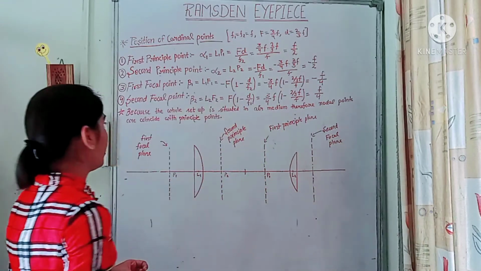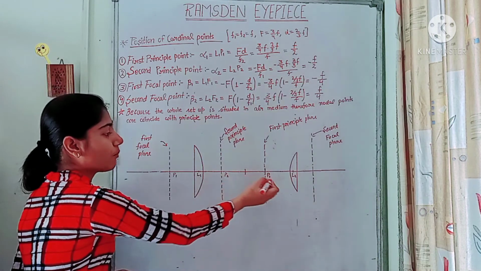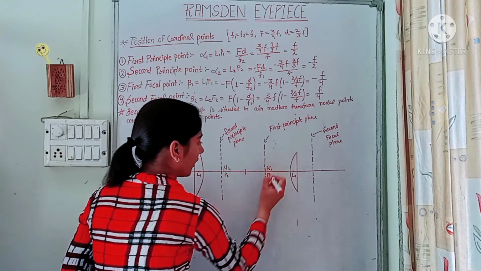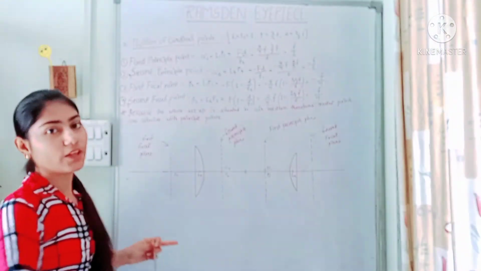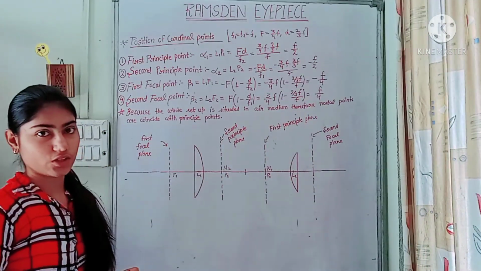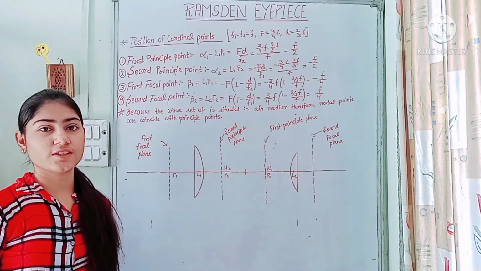And our nodal points coincide with the principal points. Here N2 lies and here N1 lies, because this whole setup is set in air. Therefore the nodal points and principal points coincide with each other. So we get all the positions of the cardinal points.